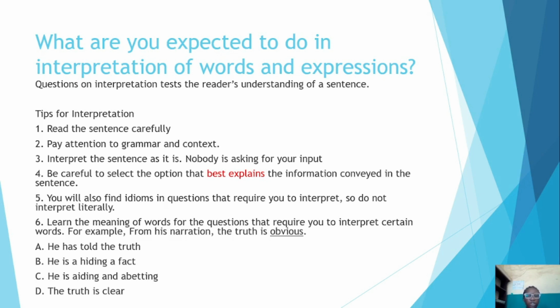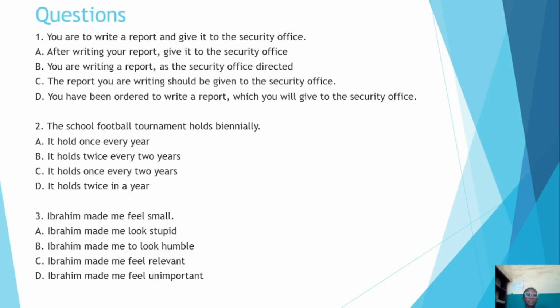From his narration, the truth is obvious. Something that is obvious is something that is clear. Now you see how our knowledge of the meaning of the word obvious helped us to answer this question. From his narration, the truth is obvious. That means the truth is clear. Now, with these tips, you can answer any question you find on interpretation of words and expressions. So now we are going to answer questions.